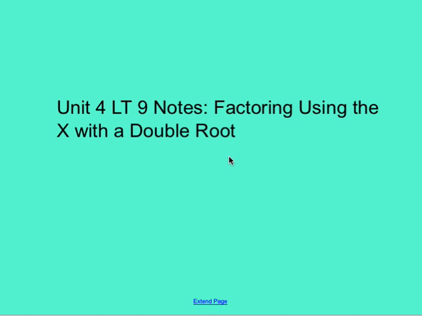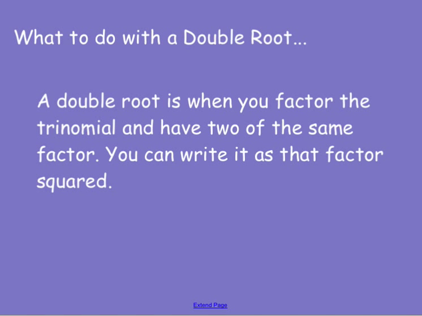Okay. Hey ladies and gentlemen, this is Miss Humbert and we're going to do our last notes of Unit 4, which is Unit 4 Learning Target 9 notes. So we're going to talk about what happens when we get a double root. So basically all we're doing today is the same thing with the x, except this time we're talking about what happens when our factors are the same. So let's go ahead and take a look at that.